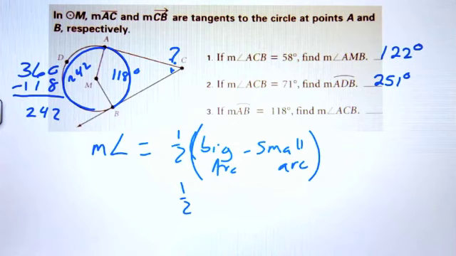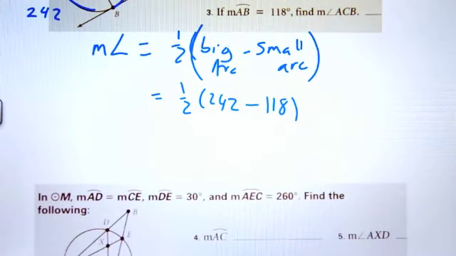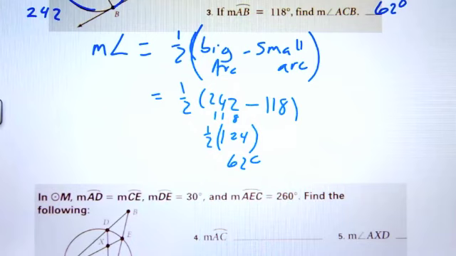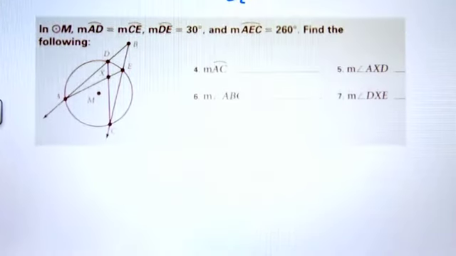So I need half of 242 minus 118. Well, what is 242 minus 118? Now if I subtract it off, I get 124. Half of 124 is 62 degrees. So that means angle ACB is 62 degrees. So that's how we do that type of a problem. Oh, now let's move on here.